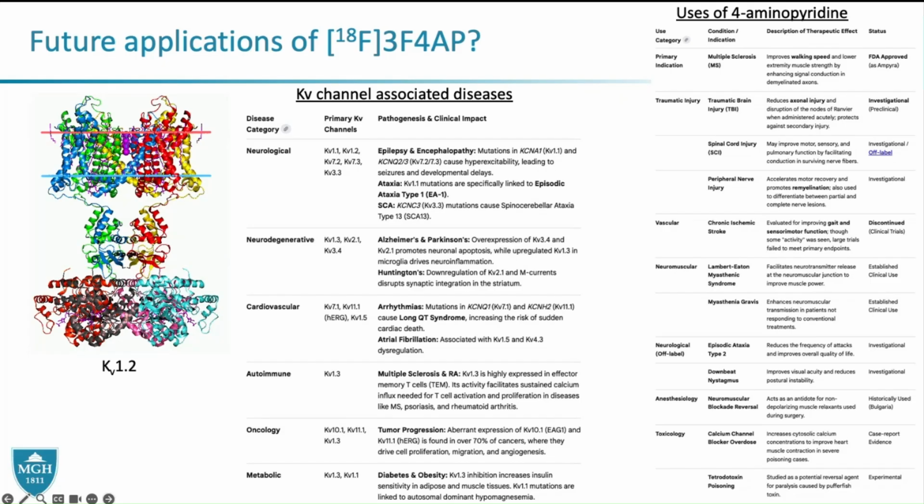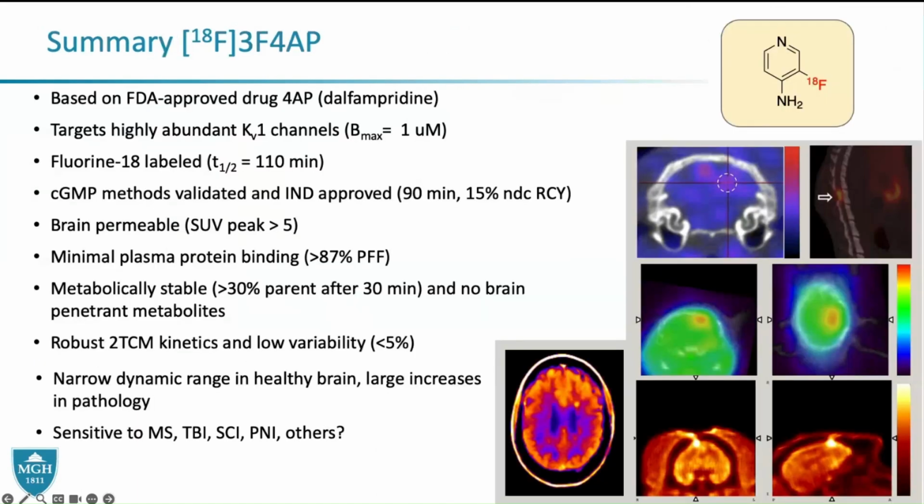And these are some of the current uses of 4-aminopyridine. It's used for MS, but it's also used off-label for spinal cord injury. There are people who want to use 4-AP for traumatic brain injury. It is used off-label for neuromuscular diseases. So we think there's plenty more to investigate with this tracer. And now this tracer is available at Martinos.